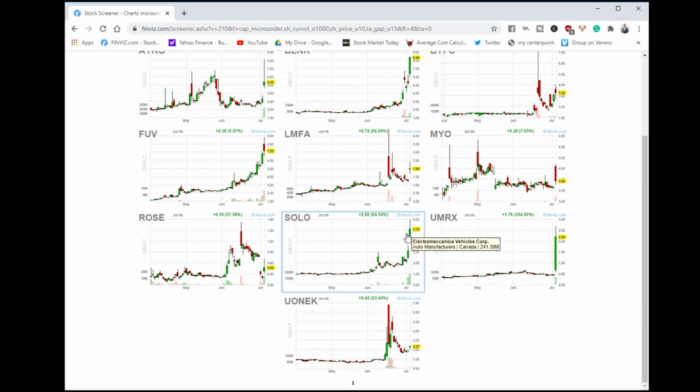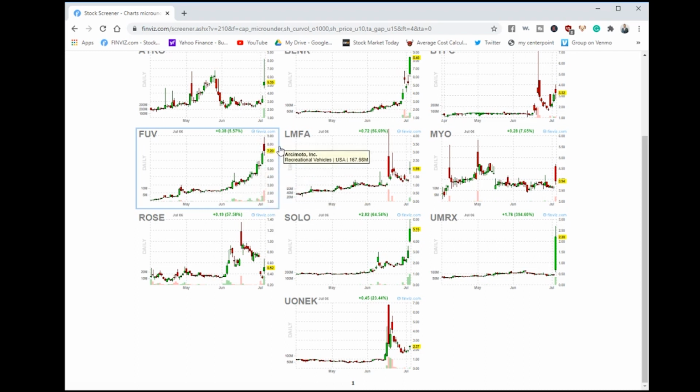It's up 3 days in a row. And it's up from $1 to $7. That's a significant move. I like Solo. It's up from 2 to 5. That's a significant move. This one, not so much. Look at the difference between these three and this one. It's night and day difference.